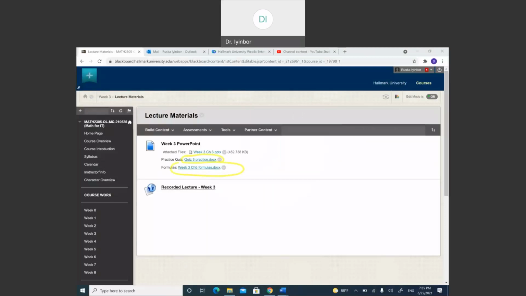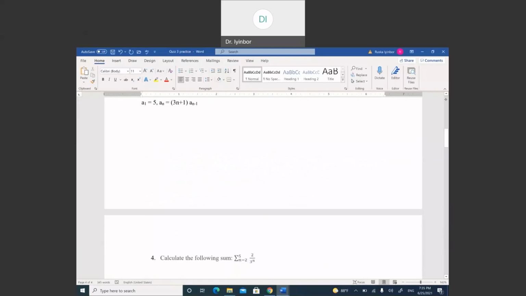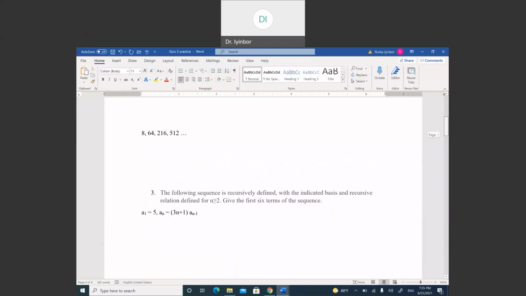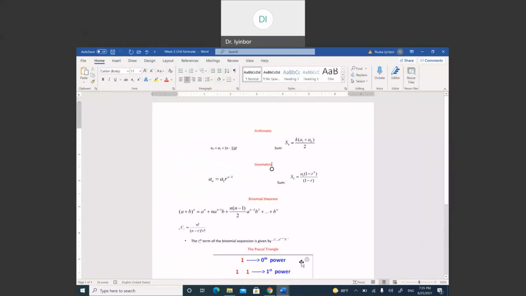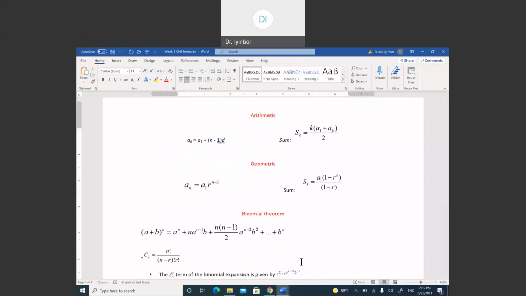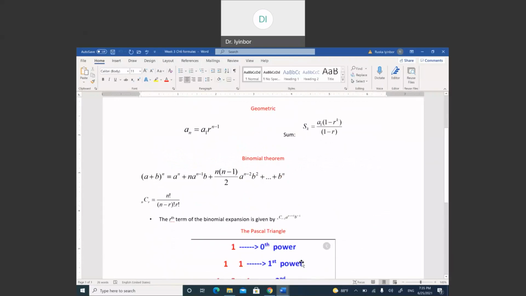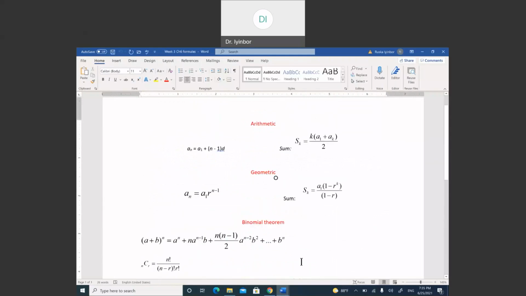Okay, so let's start. These are the files I have open. This is the practice quiz, starting from number 1. And also we have the formula sheet for arithmetic, geometric sequence, and series. You have the formulas included, the sum. So these are the formulas we're going to use. So let's start with number 1.